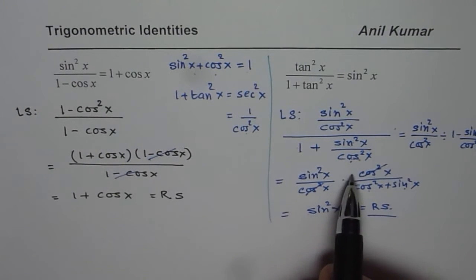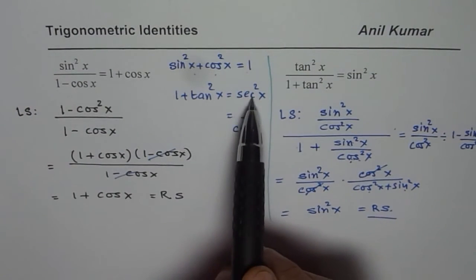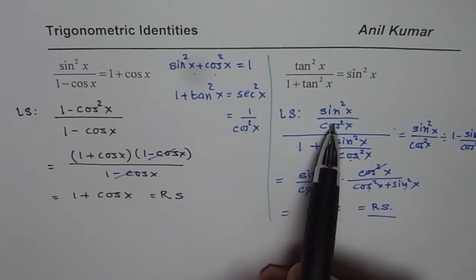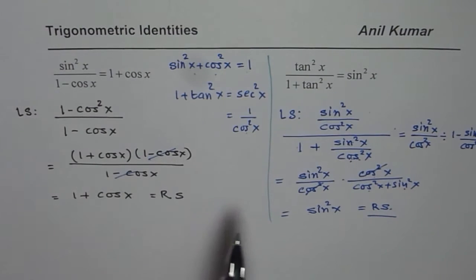So these are two different ways we could have done it. You could have written 1 plus tan square as secant square x, then tan could be written as sine over cos, and then when you multiply by cos square x, you are left with sine square x. So that is how you could have done it. The idea is that these identities can be proven in different ways. Adopt the best and the most efficient method of solving. That should help you. I hope it helps. Thank you and all the best.